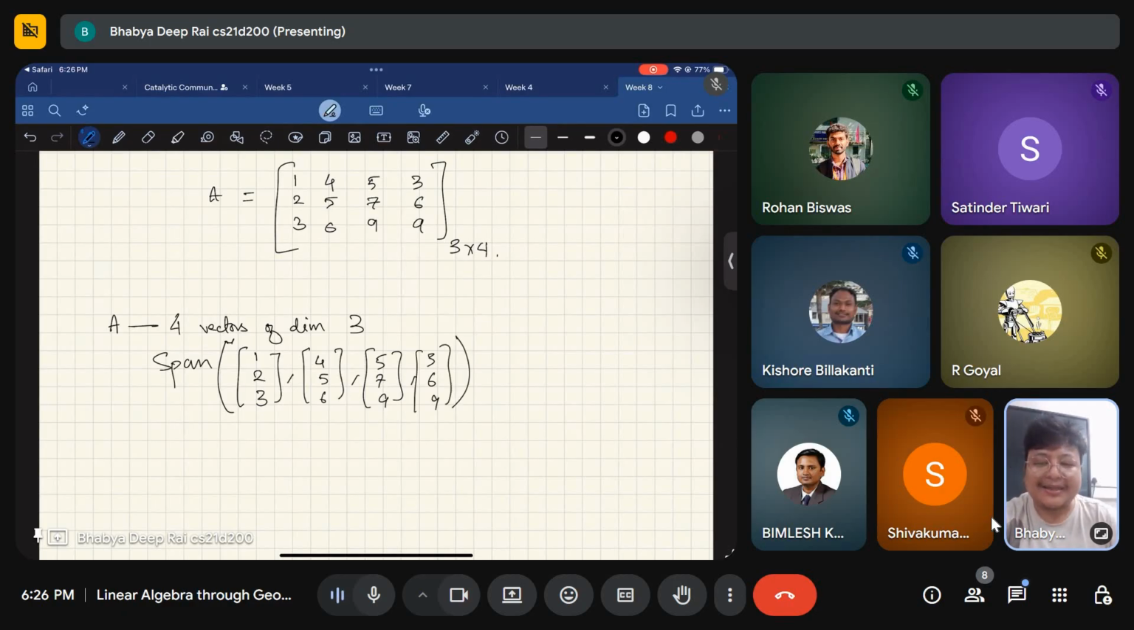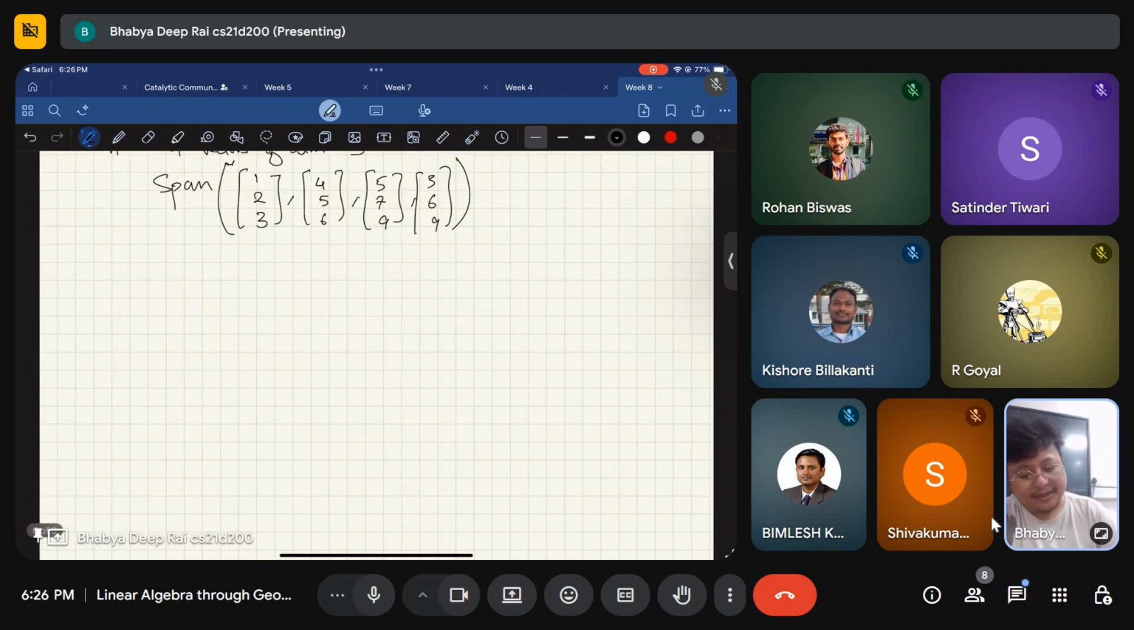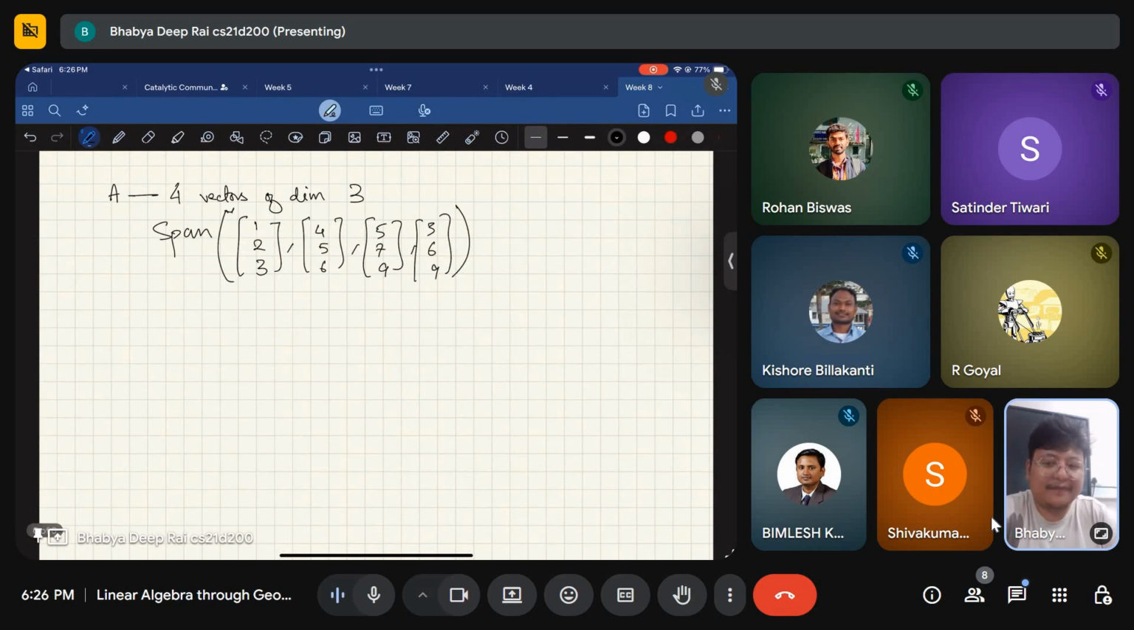Okay, and they'll of course span a vector space, right? The span of any finite set of vectors is a vector space. An infinite set of vectors also spans a vector space, but the span of any set of vectors is a vector space. Now this is a very special vector space. Since it is spanned by the columns of the matrix, this is what is called the column space, which is equal to the column space of A.